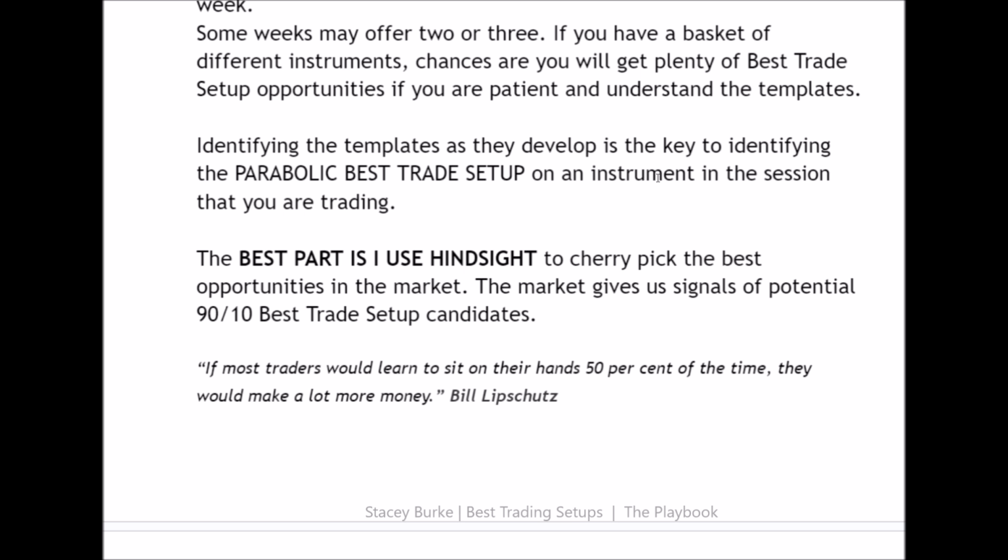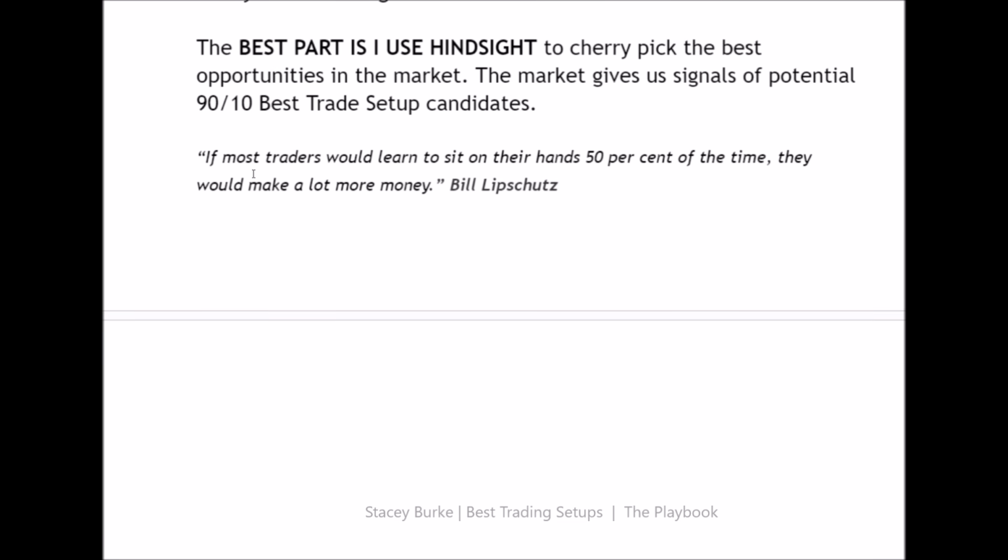So you may identify the right template, you might even identify the setup, and you come to the screen for your session and it's already moved, or it just hasn't set up parabolically for that session and the trade never evolves, where another instrument may set up perfectly and, as the entry criteria is met, continues to move in the direction of that trade strongly and explosively. The best part is I use hindsight to cherry pick the best opportunities in the market. The market gives us signals of potential 90-10 best trade setup candidates.